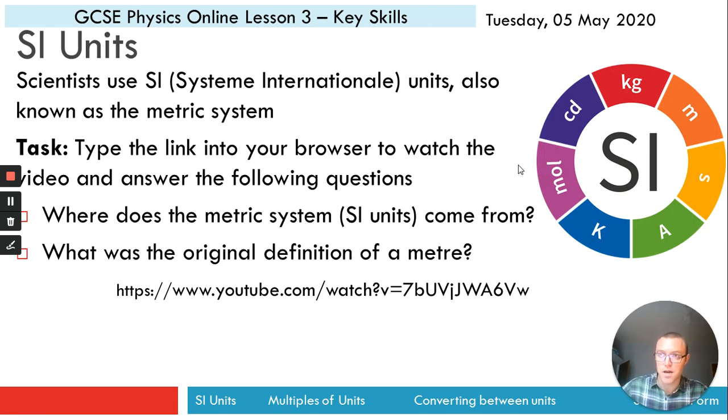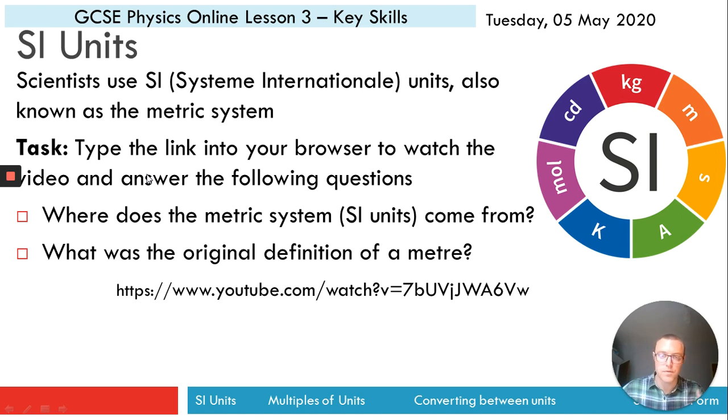Okay, SI units. Scientists use SI, which stands for Système Internationale. I didn't do that accent very well. It's supposed to be French. I might give it another go. Système Internationale. Decent, I think. So it's from French. It means international system, but they put the words a different way around, so Système Internationale. The scientists use SI units, which are also known as the metric system.